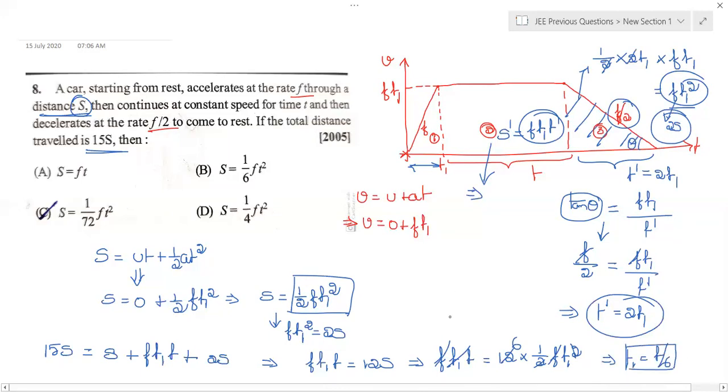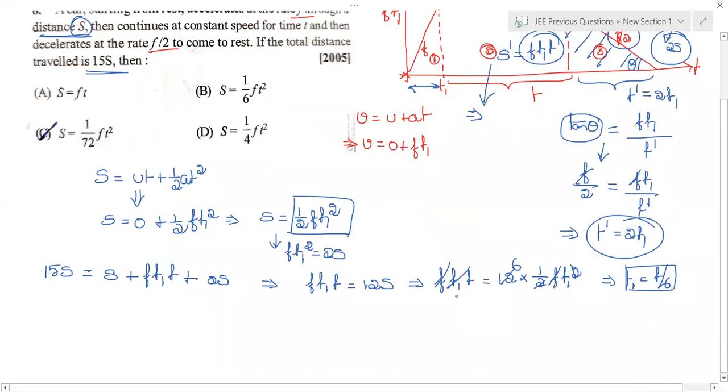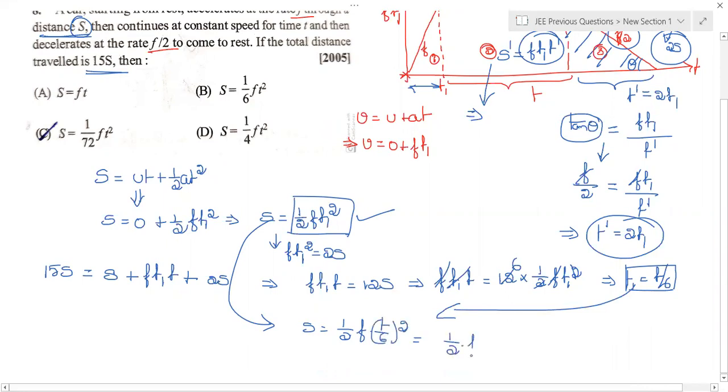But they are asking the relation between s and f. So they are asking us to calculate s value. So from this equation, I can write s is equal to half into f into t1 square, where t1 is nothing but t by 6 whole square, is equal to half into f into t square by 36, is equal to 1 by 72 into f t square. So s equal to 1 by 72 into f t square.